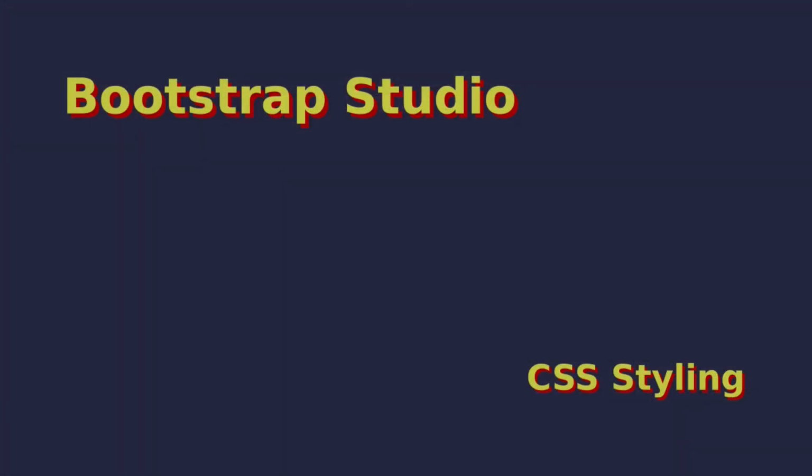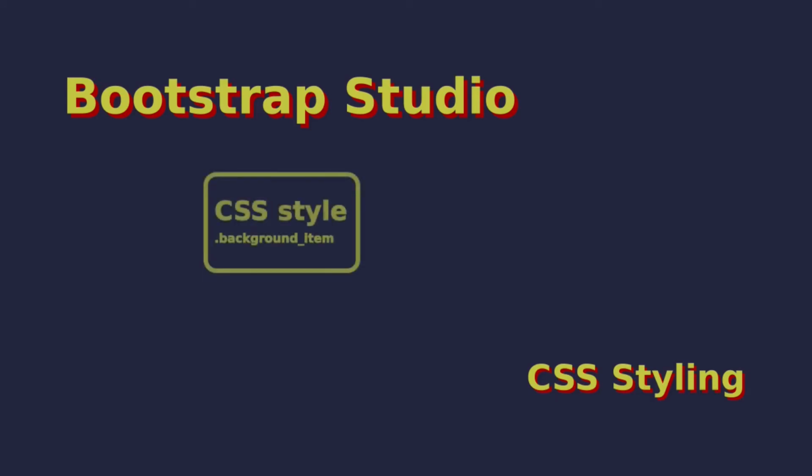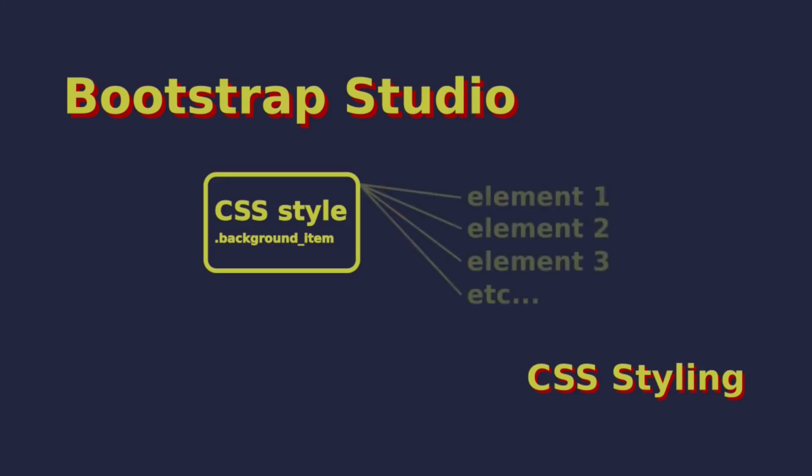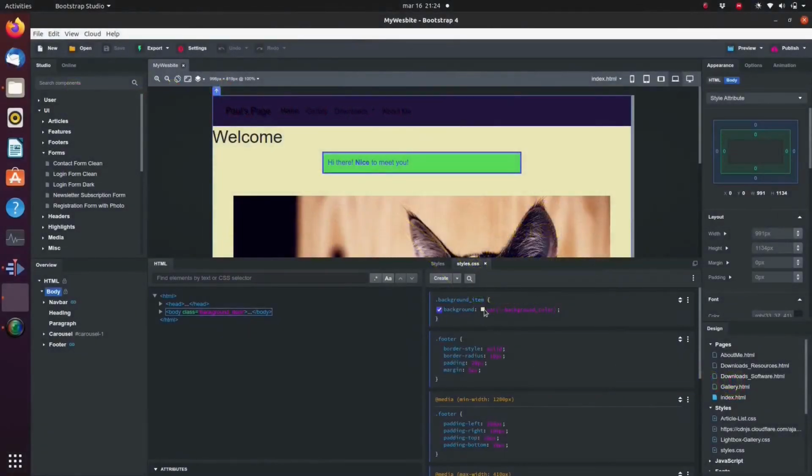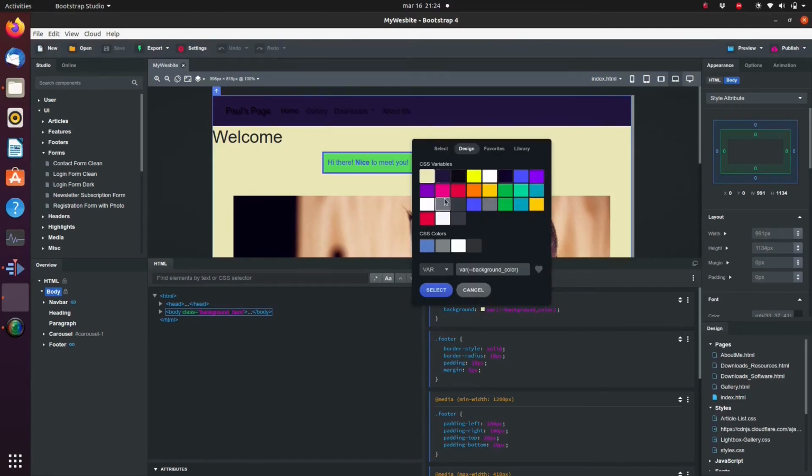So, in summary, I have simply created a CSS block named BackgroundItem, which simply sets the background color. All elements which contain this BackgroundItem attribute will have the background color set. If I ever want to change the color of the background, all I need to do is change the color over here, and it will be modified for all the relevant elements.